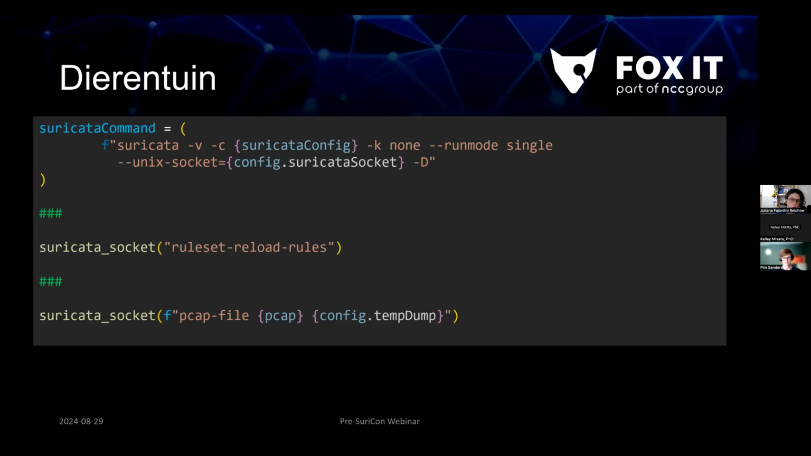The top command is just a way of starting Suricata. There's some extra logging and the specified config. And the --unix-socket is a path to where the Unix socket will be saved. Next up, the rules will be reloaded to add them to Suricata, and lastly, the PCAP will be added to the daemon.